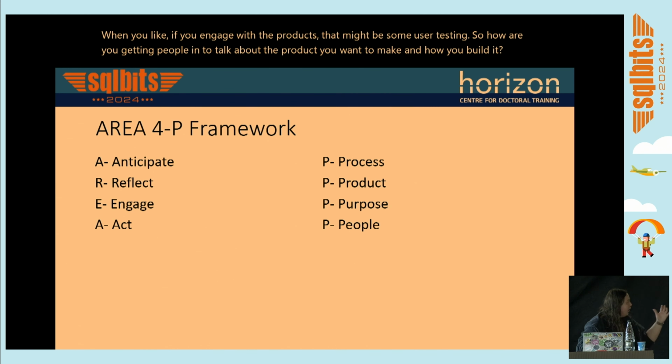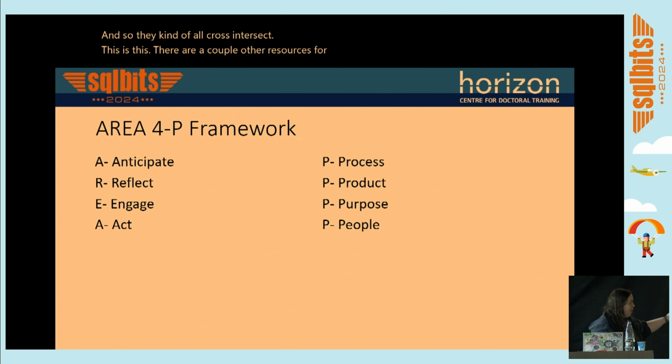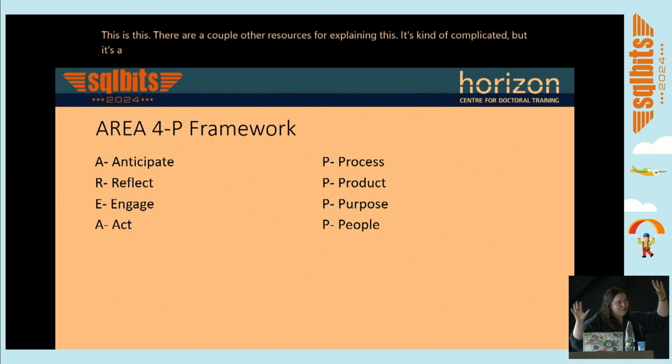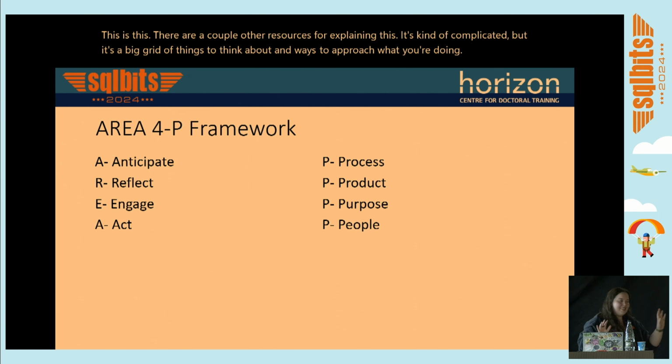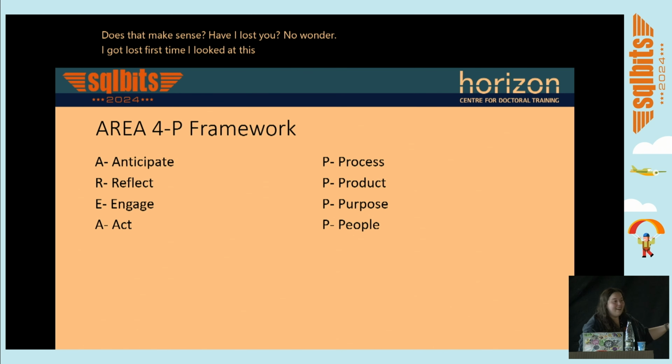Yeah, and so they all cross intersect. There are a couple other resources for explaining this. It's kind of complicated, but it's a big grid of things to think about and ways to approach what you're doing. Does that make sense? Have I lost you? No, wonderful. I got lost the first time I looked at this. And I had physical cards to play with, and I was like, oh, I don't get it.